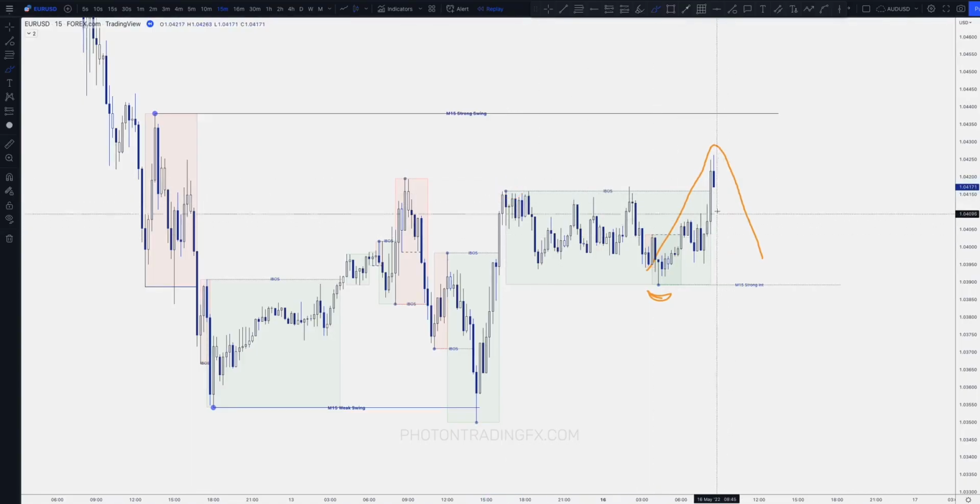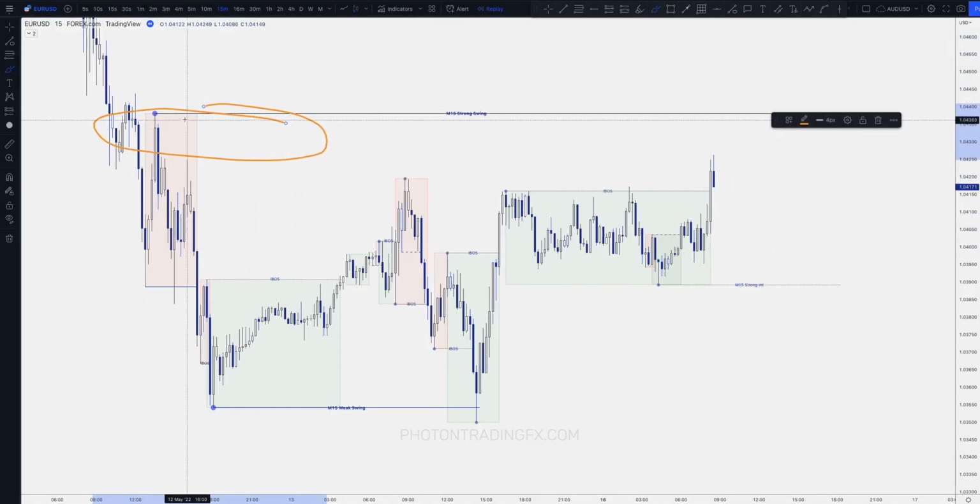because it did its job. It took out the high. So from an internal structure perspective, we could just expect a pullback into here, and we just expect that to continue. But obviously using more confluence, we have to be aware that the swing trend is bearish. We're coming into that strong high.